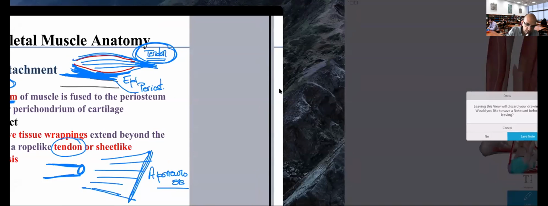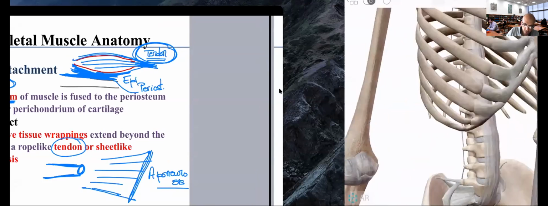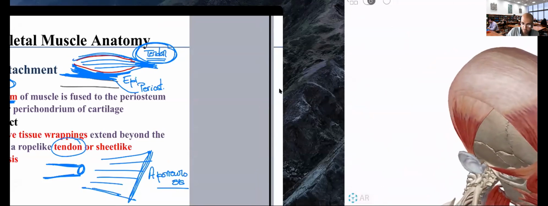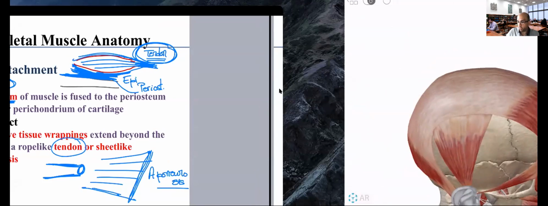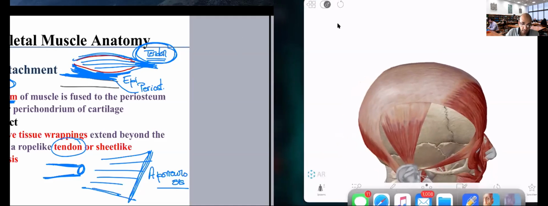sheet-like tendon connecting the frontalis muscle to the occipitalis muscle. Remember on here? Of the epicranius. The epicranius was formed of two muscles. An anterior one was my frontalis, and the posterior one is the occipitalis, and we've got this sheet-like tendon. This is my galea aponeurotica. Exactly. So an aponeurosis is simply a sheet-like tendon.